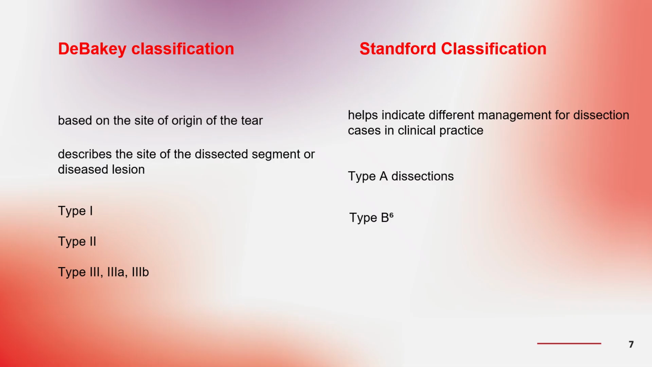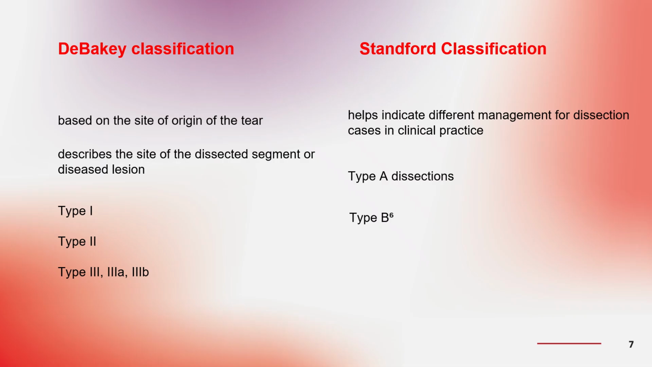DeBakey classification precisely describes the site of the dissected segment or diseased lesion. Type 1 dissections usually originate from the ascending aorta and have the most extensive involvement, including the ascending aorta, aortic arch, descending aorta, and further. Type 2 dissections originate from and are only limited to the ascending aorta. Type 3 dissections originate from the descending aorta after the left subclavian artery orifice and affect the descending aorta, type 3A, and/or distal abdominal aorta, type 3B.